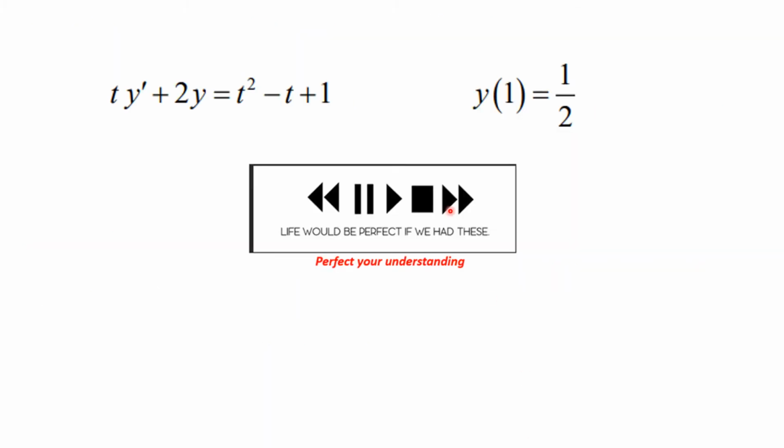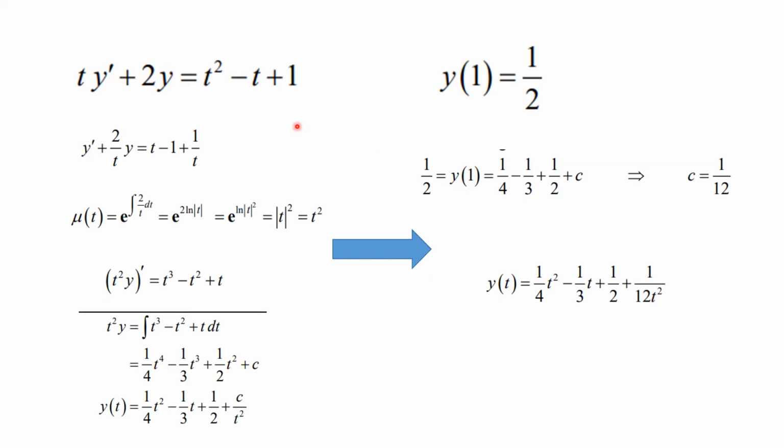Here's another problem. You know what to do. Okay, so we divide all the way through by t to get it into this form. Our integrating factor is going to be mu of t is this. I can take that 2 and put it up here because of properties of logarithms, and I can call that the absolute value of t squared or t squared. So I multiply all the way through by t squared, this equation right here. And I should get this.